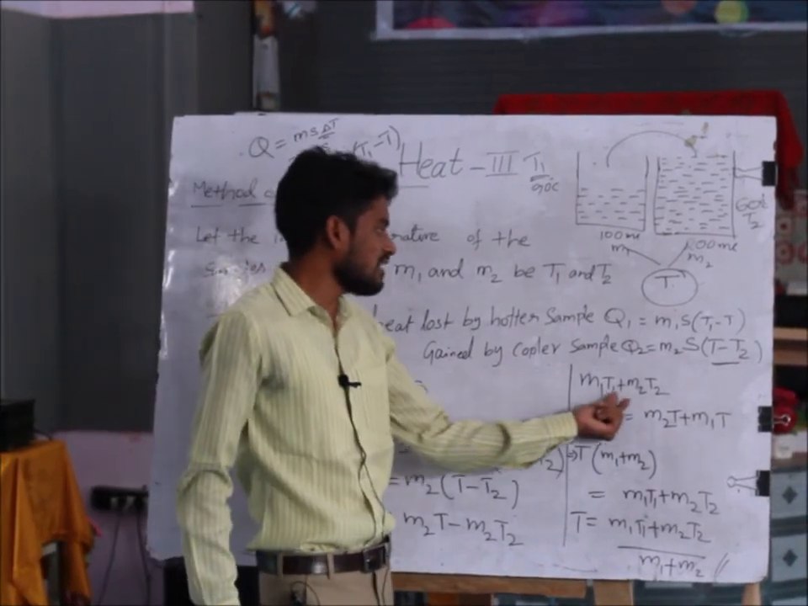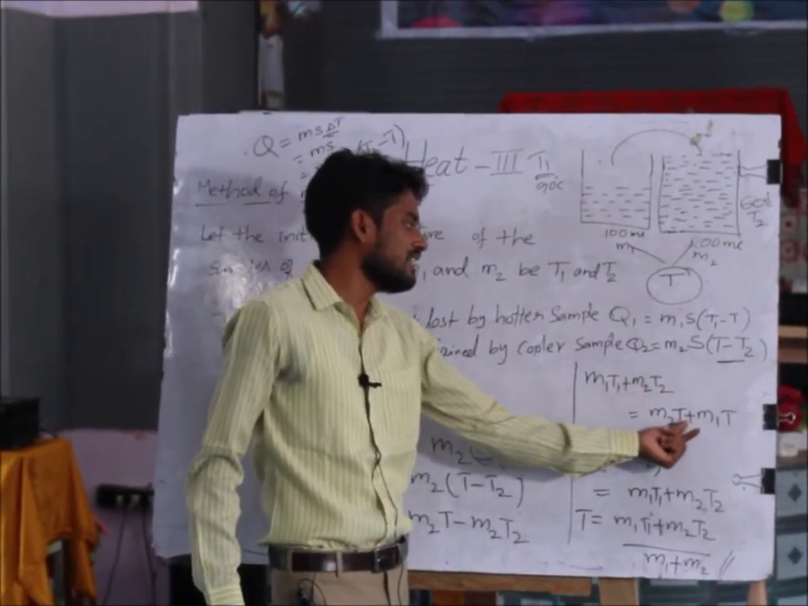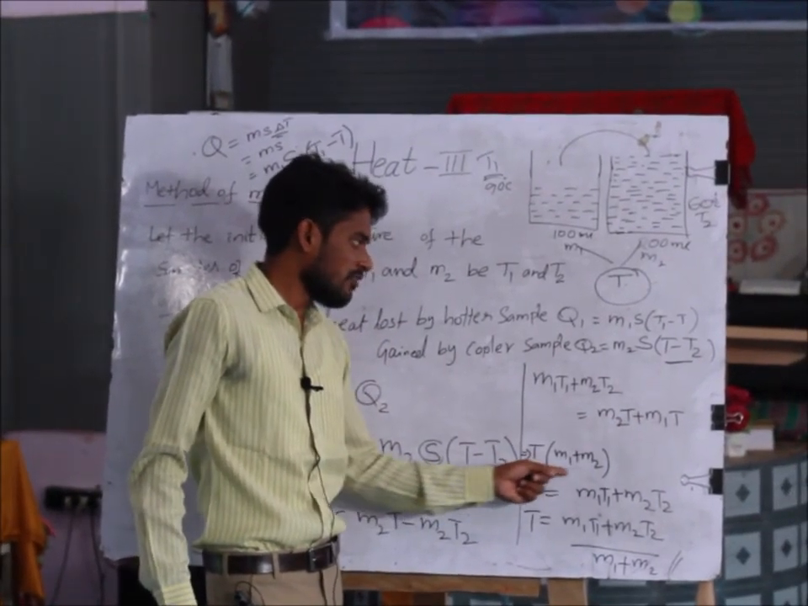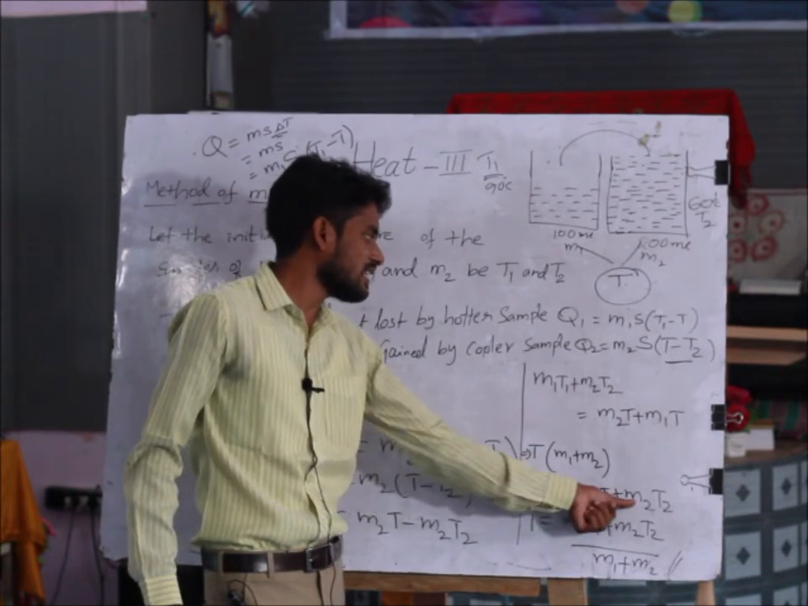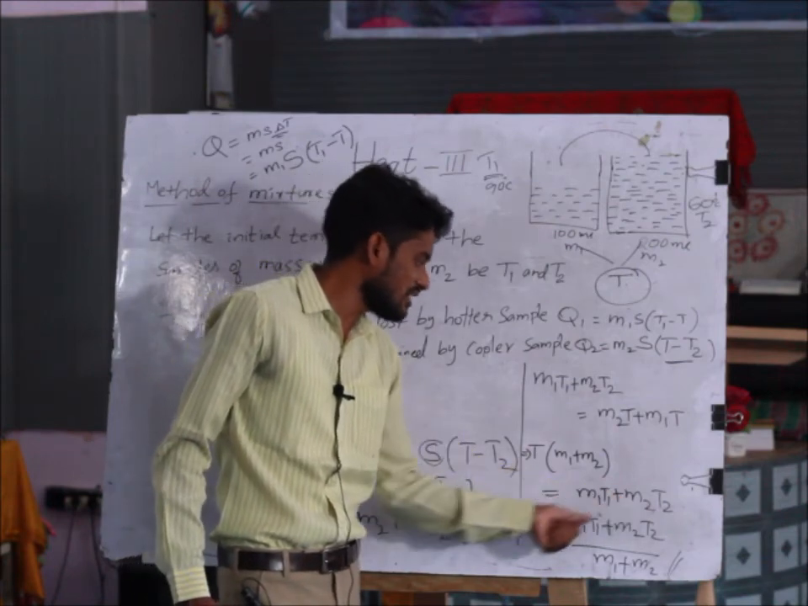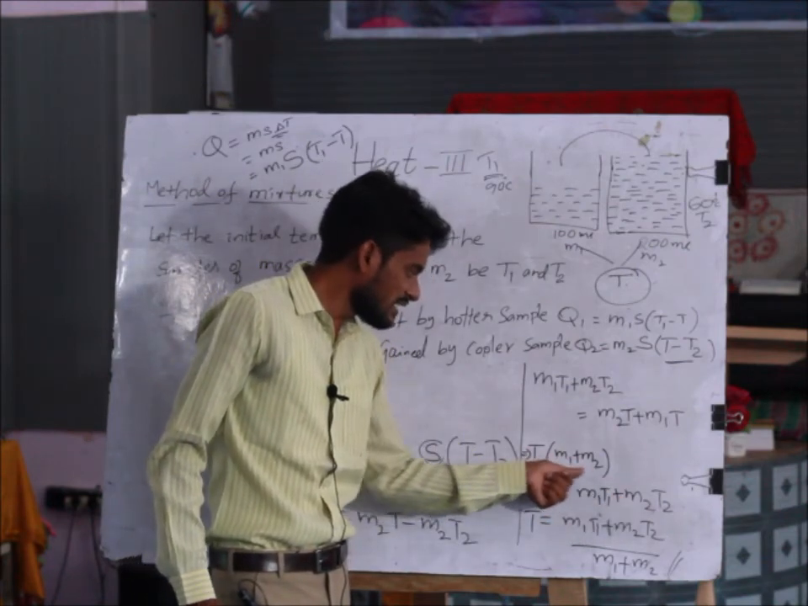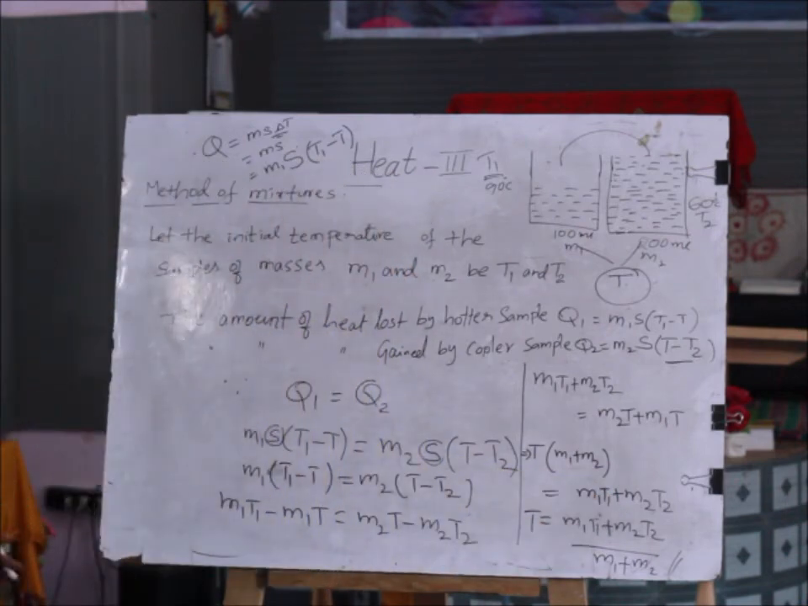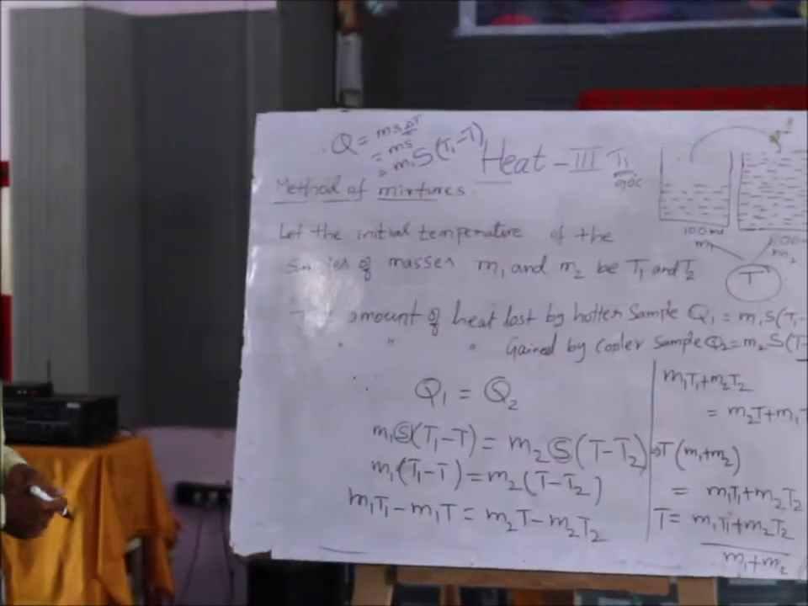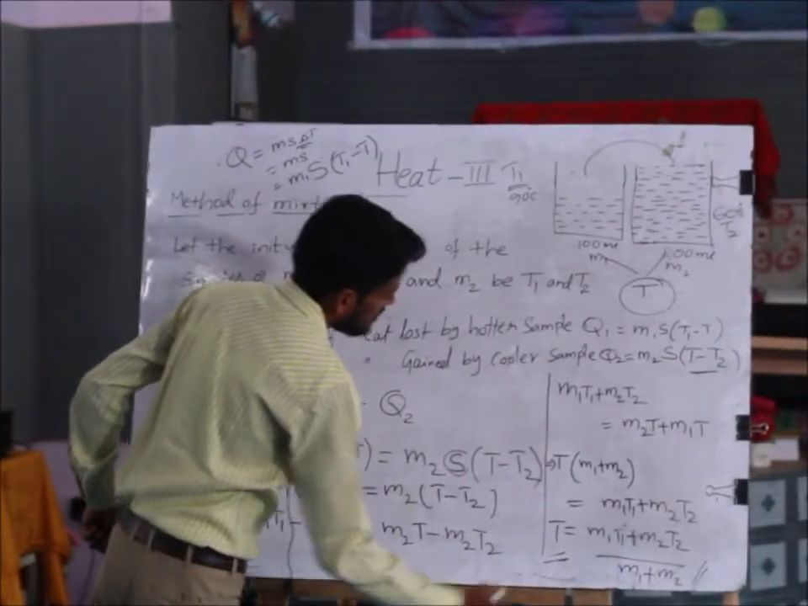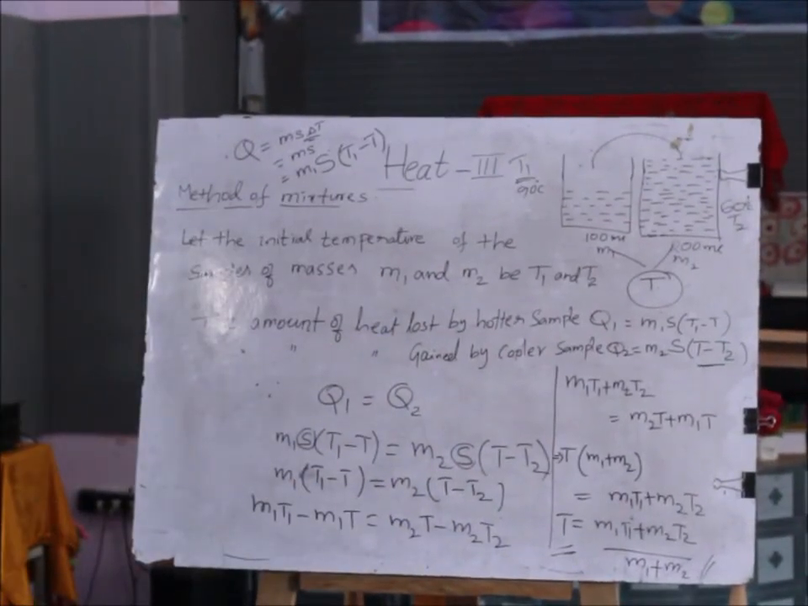If you solve, M1 T1 plus M2 T2 equals M2 T plus M1 T. T is common, so (M1 plus M2) T. The final temperature T equals M1 T1 plus M2 T2, divided by M1 plus M2. So finally T equals (M1 T1 plus M2 T2) by (M1 plus M2). This is the final temperature formula in method of mixtures. Have you understood well? Simple derivation.